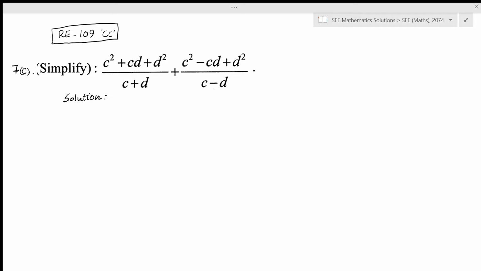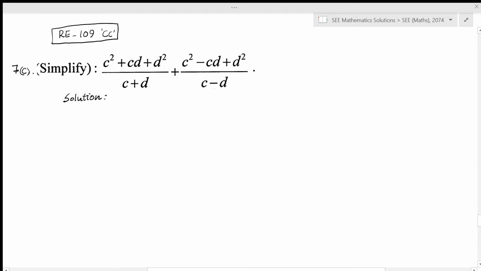And if we look at the denominator here, they are two different terms, so nothing is common between them. If nothing is common, then we just multiply those two factors and get the LCM. I hope everyone knows how to find the LCM of these kinds of factors. And in this case, the LCM will be c plus d times c minus d.